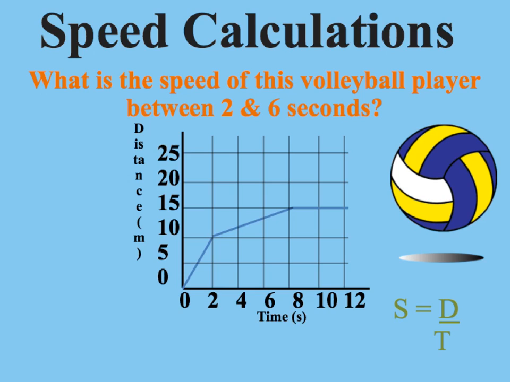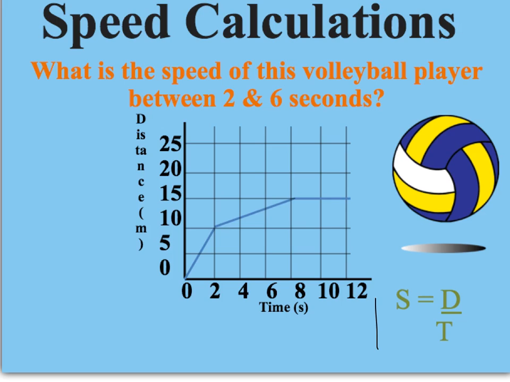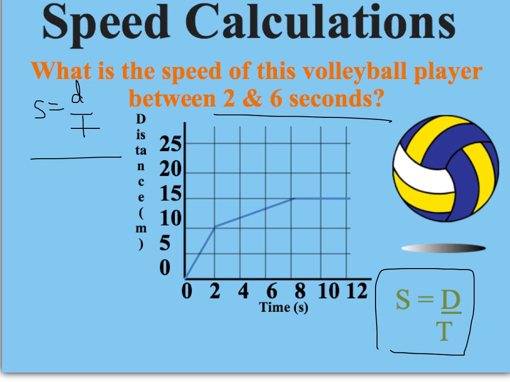You will also need to be able to calculate speed not only from word problems but also from motion graphs, from distance versus time graphs specifically. What is the speed of this volleyball player between 2 and 6 seconds? Same formula. Speed equals distance divided by time. The only difference here is we're going to be getting our distance and time from a graph instead of a word problem. So between 2 and 6 seconds, well, here's 2 seconds right here. Here's 6 seconds right here.